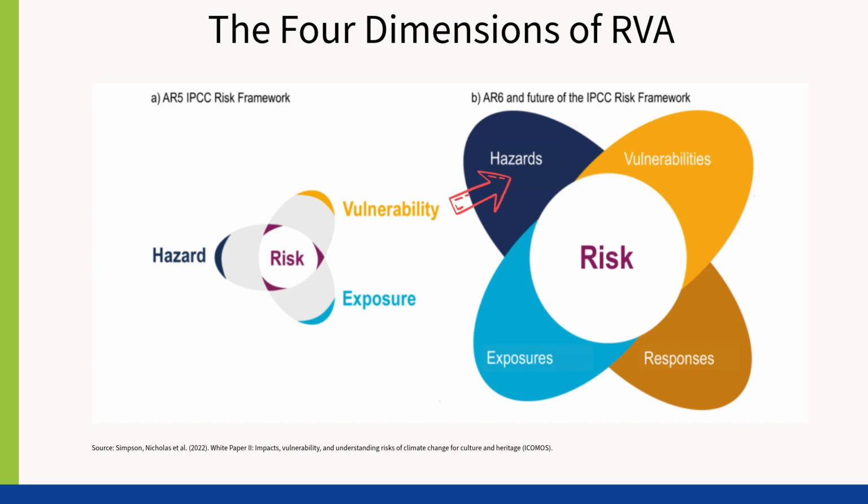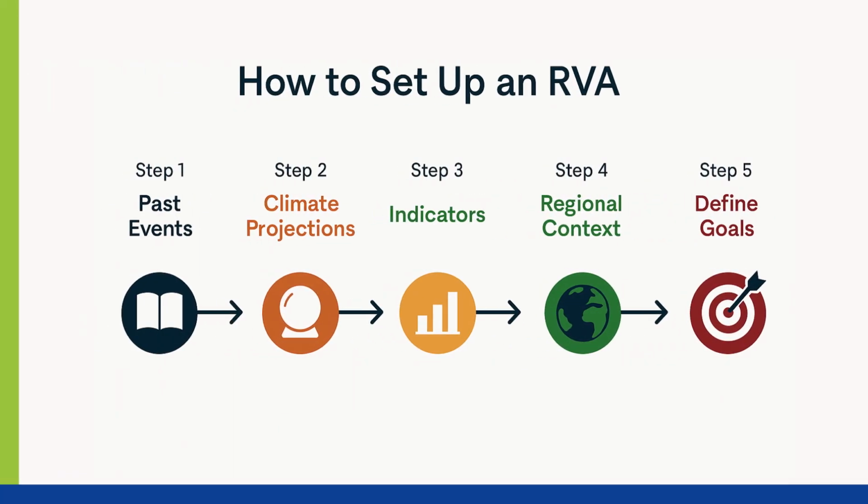Hazards are potential climate threats such as floods, droughts, or heatwaves. Exposure refers to the people, systems, and the environment that is harmed by these hazards. Vulnerability reflects how sensitive the exposed people, systems, and environments are, and adaptive capacity is the ability to cope, respond, or recover with climate events. The RVA process is typically structured into 5 steps.